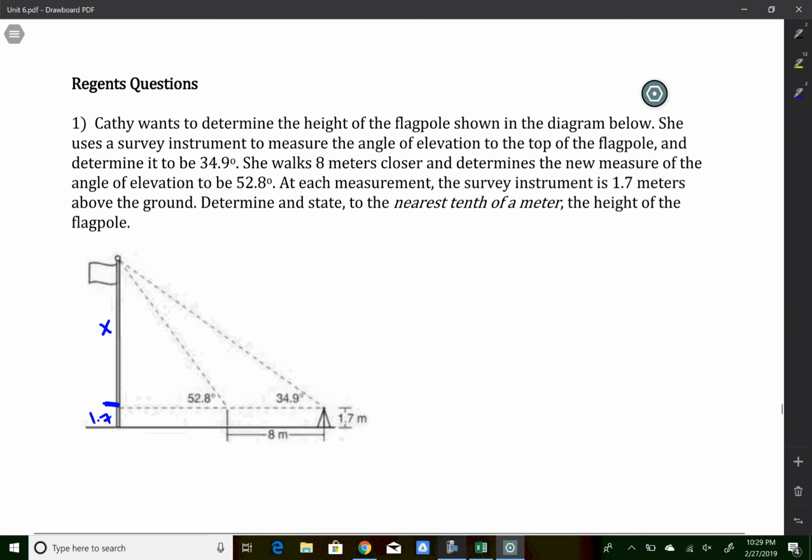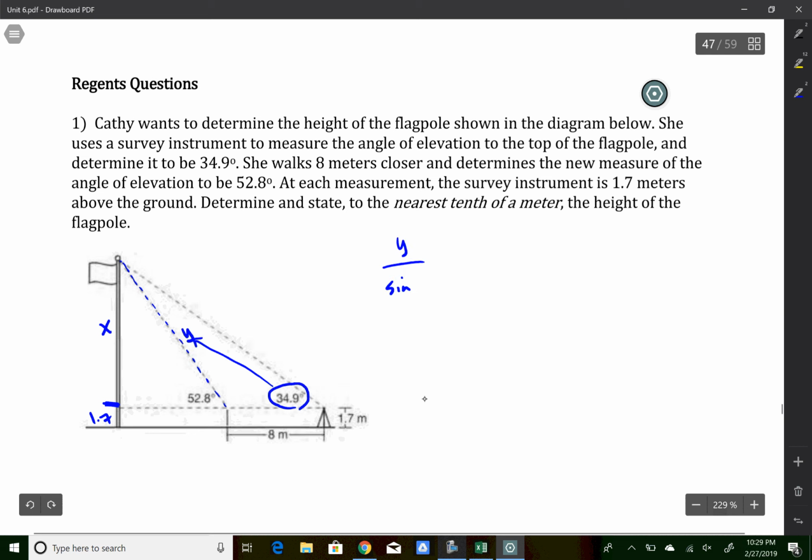Now, the problem is, I need to know a side of that right triangle with the 52.8 degree angle. I need to know this side. Why do I need to know that side? Well, that's the side that's common between the right triangle and this weird looking obtuse triangle over here. So I'm going to label that side y. So in that obtuse triangle, I have one matching pair. I have this angle, which points to this side. So I could say y divided by the sine of 34.9 is equal to.